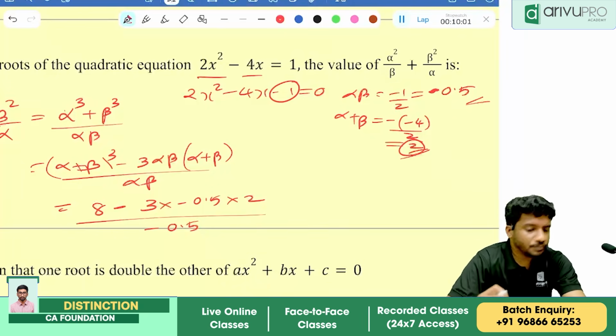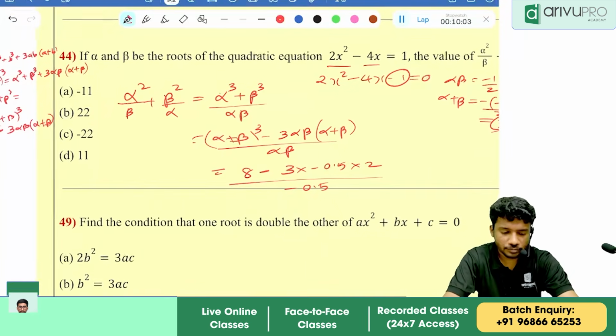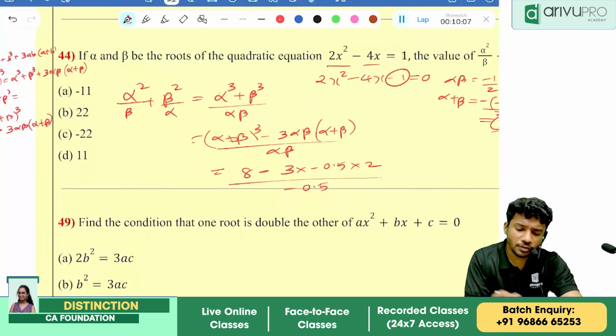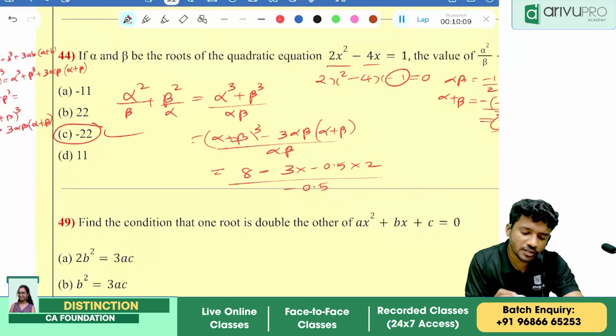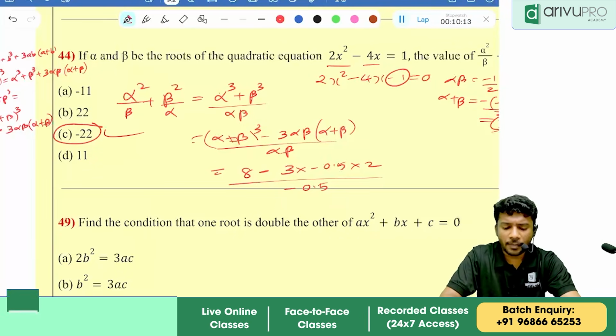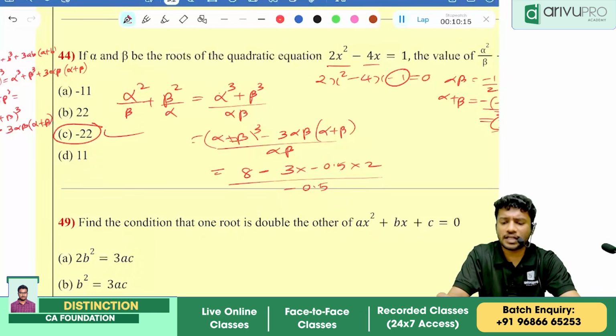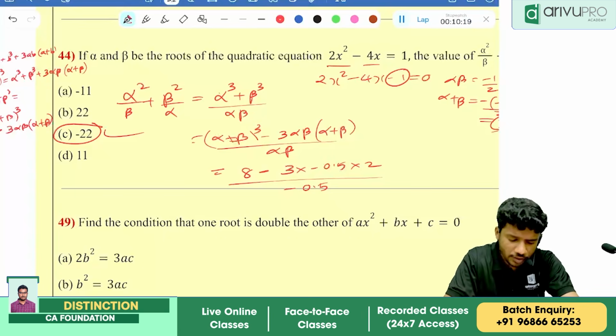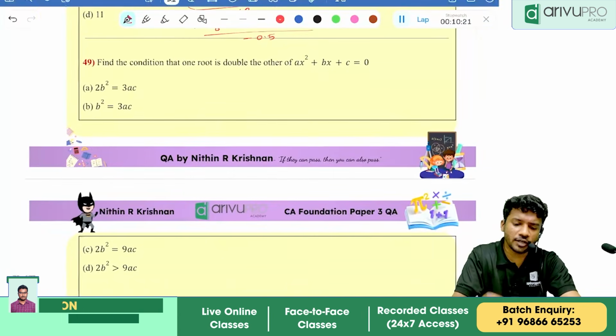Get me the answer. How much is the answer? Minus 22. Everyone got minus 22? Yes. Option C is the answer for sure? Yes. So this will become what? Minus 8 plus 3 will become 11. 11 by minus 0.5 will become what? Minus 22. Next one. This you can do it yourself.